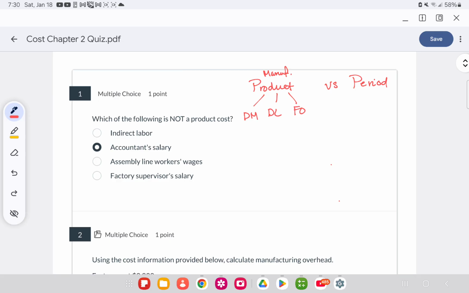If we're in a manufacturing company, which most of our examples in this class will be, we are dealing with steps of the manufacturing process. If we're a retailer, we're dealing with the costs that we incur in order to actually get the product so we can sell it. In this case, indirect labor is a product cost, and that would be considered factory overhead. The assembly line worker's wages, that's a product cost, that would be direct labor. The factory supervisor's salary is a product cost, it's factory overhead. The only one that isn't a product cost there is the accountant's salary, that would be a period cost.